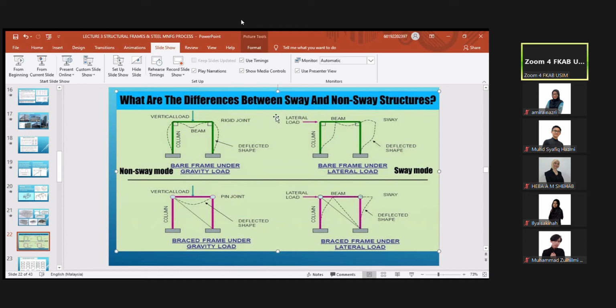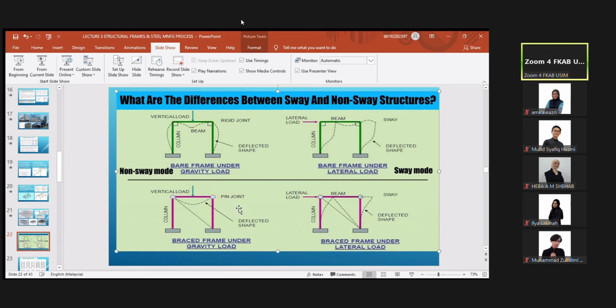This they call lateral load. This lateral load is wind load. Sideways load, sideways. Gravity load from the top. Vertical load, they call it the vertical load or gravity load from the top. Lateral load is also sideways. You can sway this one without bracing.